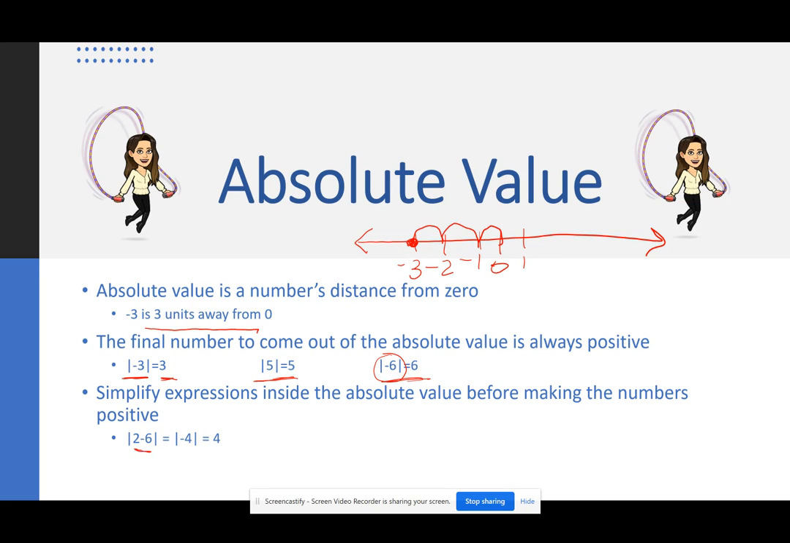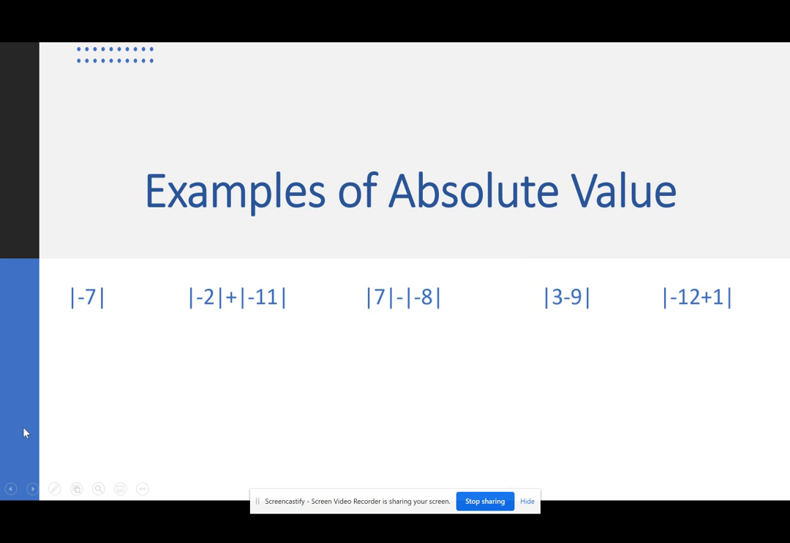Now, sometimes you might have operations inside the absolute value. You want to do all your operations first before you make the numbers positive. So you want to do 2 minus 6 gives you -4. Then you do the absolute value of -4 is +4. So let's look at some examples.